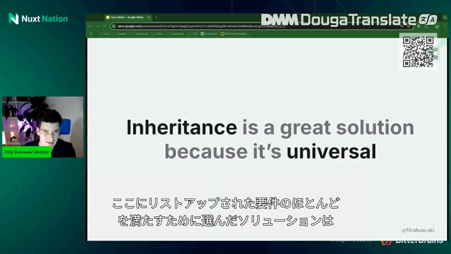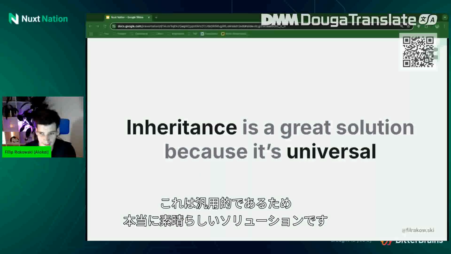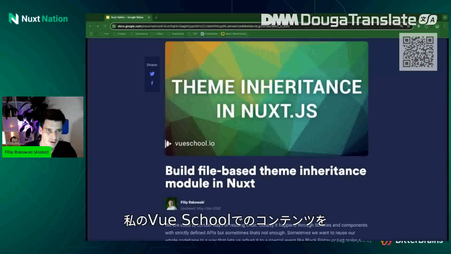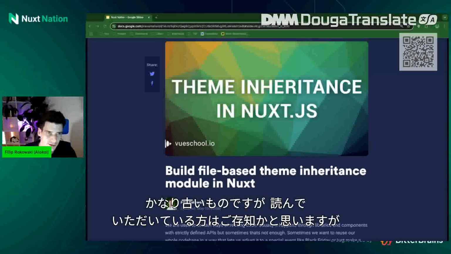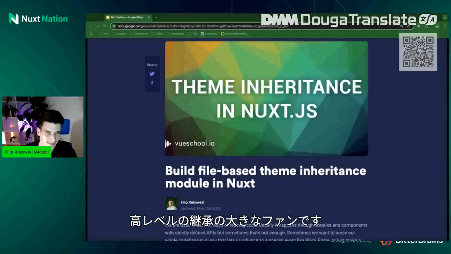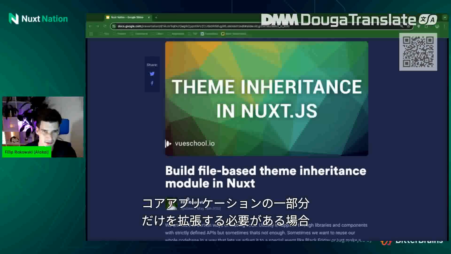First and foremost, the solution that I've chosen to fulfill most of the requirements listed here is inheritance based on files. And it is a great solution, really great, because it is universal. And if you've been reading my content, quite old, I won't lie, on Vue School, you know that I'm a huge fan of high-level inheritance as a solution to problems related to theming or usability.